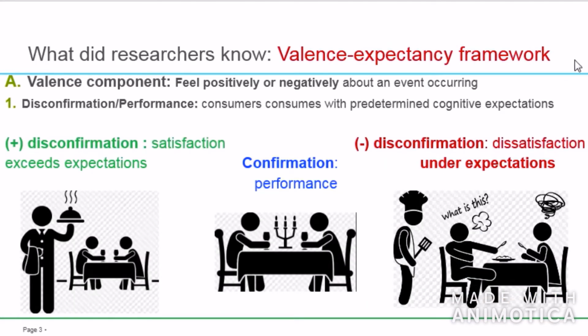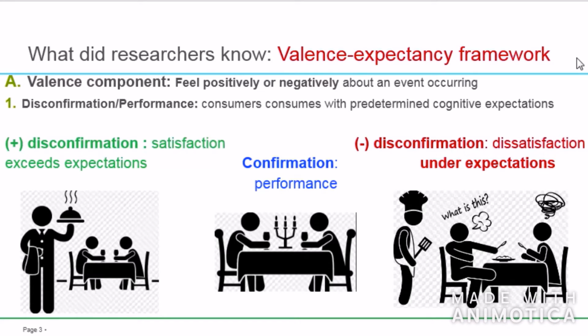Now we will talk about the framework briefly. The framework explaining this attribution is the valence expectancy framework. The first part is the valence component, which is basically how you feel about an event. Is it positive or negative? The disconfirmation and performance are pretty easy to explain. When disconfirmation is positive, then the person is satisfied. Basically, the feeling about the experience exceeds what the person expected.